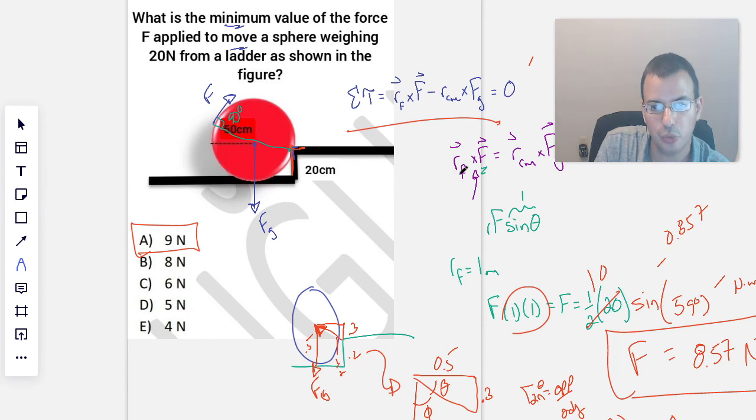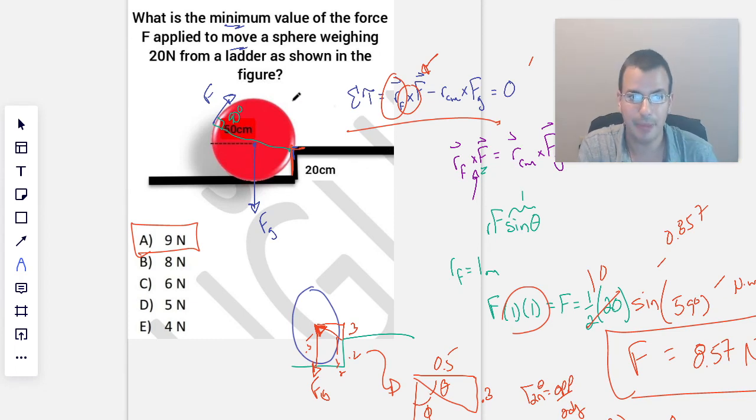So the other thing we want to do is to have a minimum force. We want to maximize R, which means we're going to use the furthest distance we can, which in this case is the diameter. And we want to maximize the cross product. And to maximize that, we want to maximize the angle between the two, which is 90 degrees. Plug those in. That way we can minimize force, solve for F, and there we go.